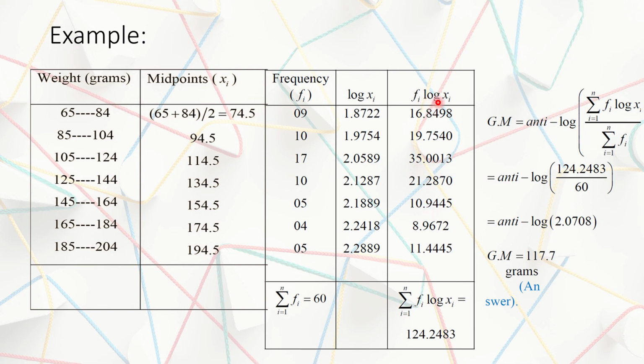So the sum of this quantity will be 124.2483. Dividing this by 60 gives 2.0708, and then applying anti-log gives 117.7 grams. The geometric mean for this data is 117.7. If you remember, the arithmetic mean was 122.5. Here we have 117.7. So the geometric mean is always smaller than the arithmetic mean.